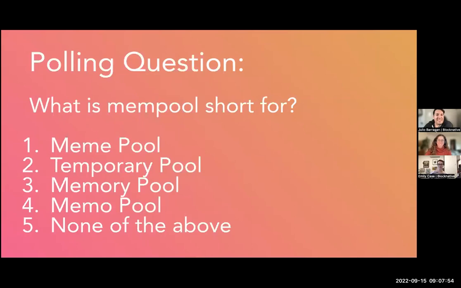Okay, let's see what people said. Okay, so it looks like 88% of people said memory pool, 8% temporary pool, and then 4% said meme pool. I like that. I really wish it did stand for meme pool. If there exists a meme pool, please add me to it. Me too.